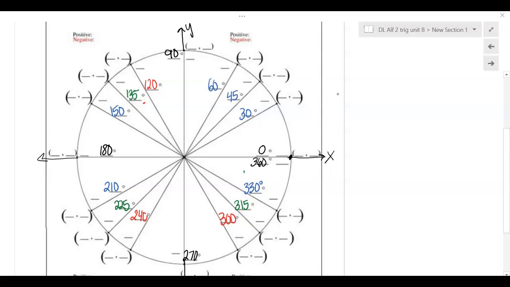Okay, and so the goal of this lesson is just for you guys to see the angles, understand angle position and some of that vocabulary, and to understand how those angles fit at least one time around the unit circle.